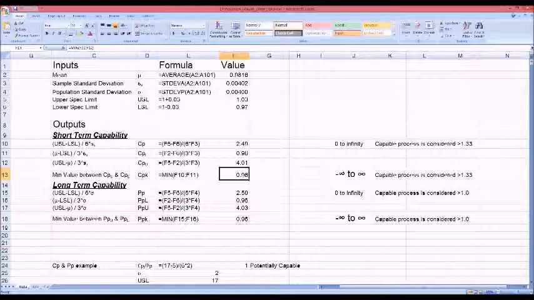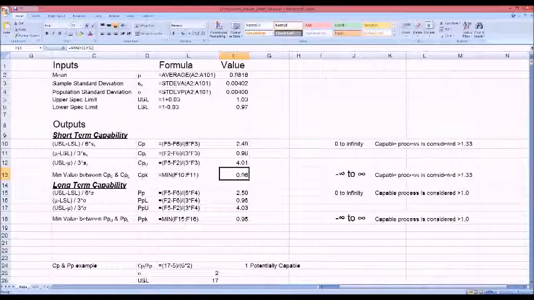This particular process is capable based on the CP. But what CPK tells me is your process is not centered, because in order for it to produce consistent product, you need it to be above 1.33. We're at 0.96, so it's not terrible, but it's not good either. That's short-term capability. Long-term capability, everything I just did with CPK is the same thing, only instead of multiplying by S sub x, you multiply by sigma, this 0.004.